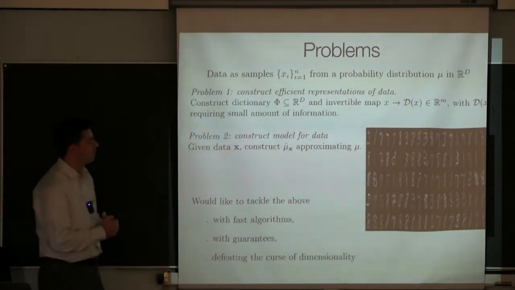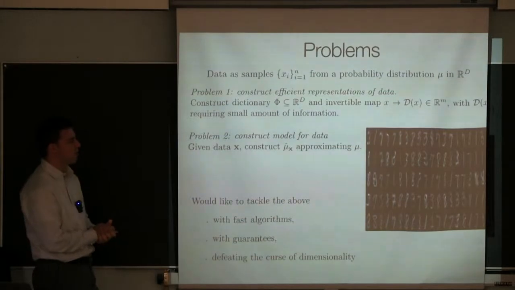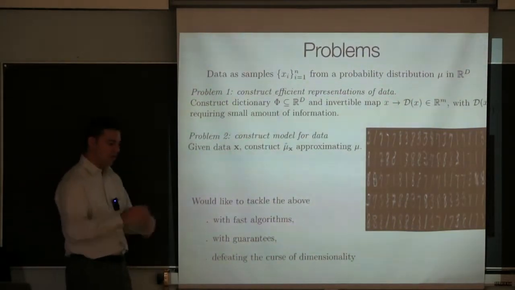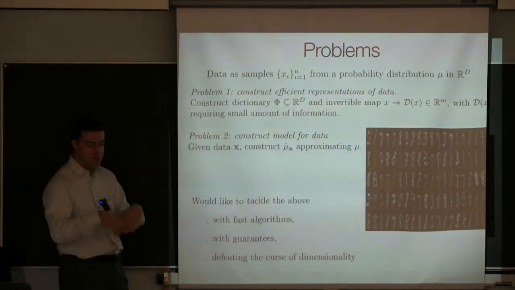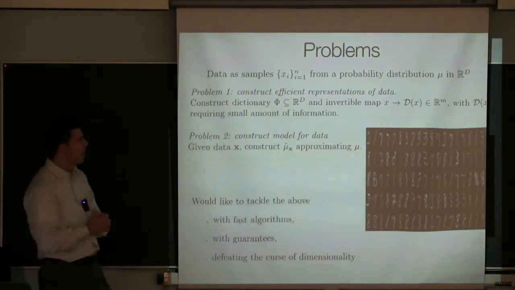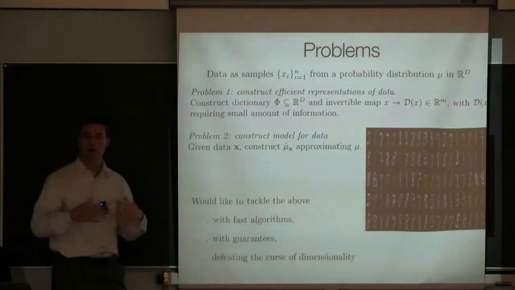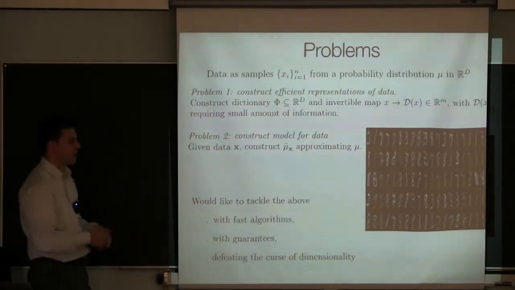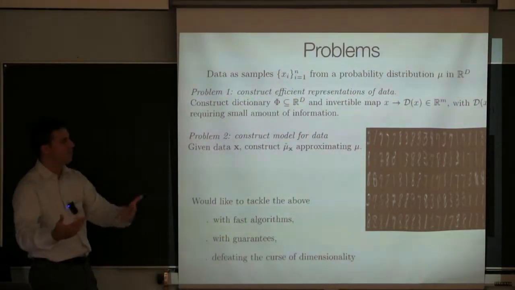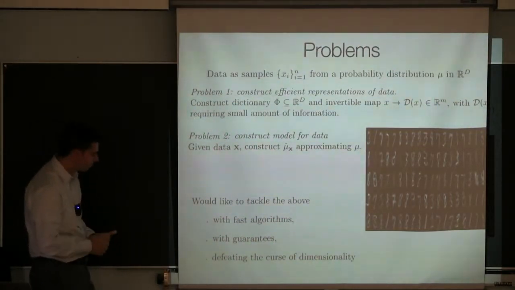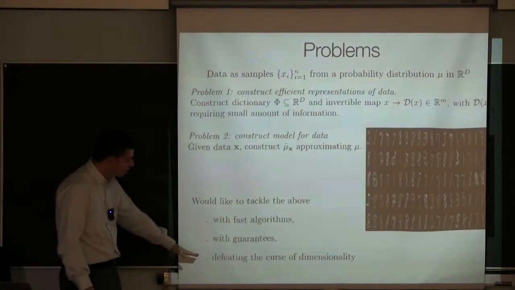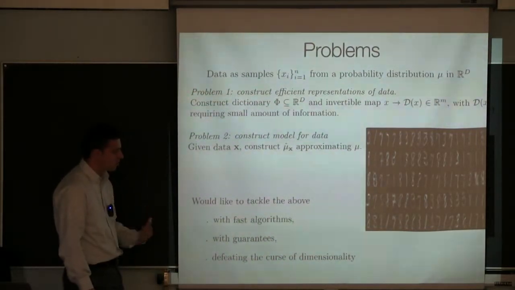But for example, in the case of dictionaries, I would like to be able to tell you things such as, if you have this much data today and it comes from a probability mu satisfying certain assumptions, then I'm going to construct an encoding map which is good in a quantifiable way as a function of the size of the data, the ambient dimension perhaps, and some other property of the probability distribution mu. And one of the goals would be to defeat the so-called curse of dimensionality.